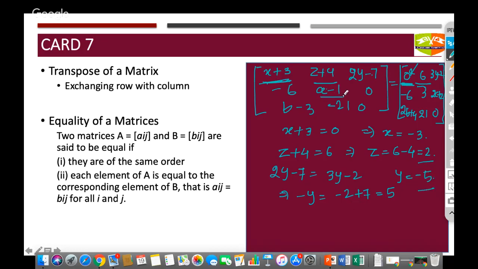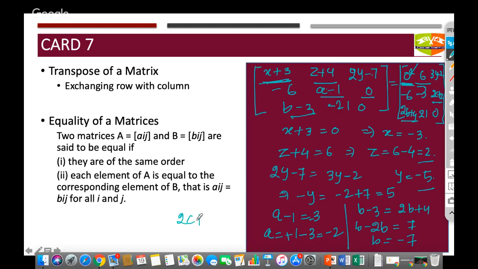Now let me go to a. So here I see that a minus 1 is equal to 3. Sorry, this is minus 3. So a is equal to minus 3 plus 1, which comes out to be minus 2. Now I know that b minus 3 should be equal to 2b plus 4, because this is third row, first column. I'm comparing it with third row, first column here. So I get b minus 2b is equal to 7. b comes out to be minus 7. Similarly, I can see here second row, third column, that 2c plus 2 is equal to 0. So c will come out to be minus 1. So that's how you have to solve this question.